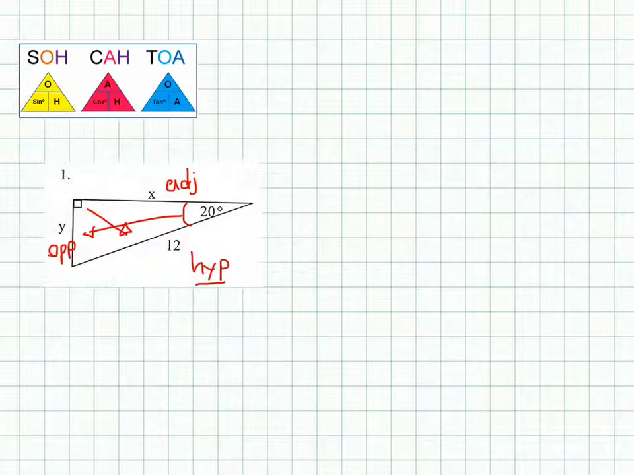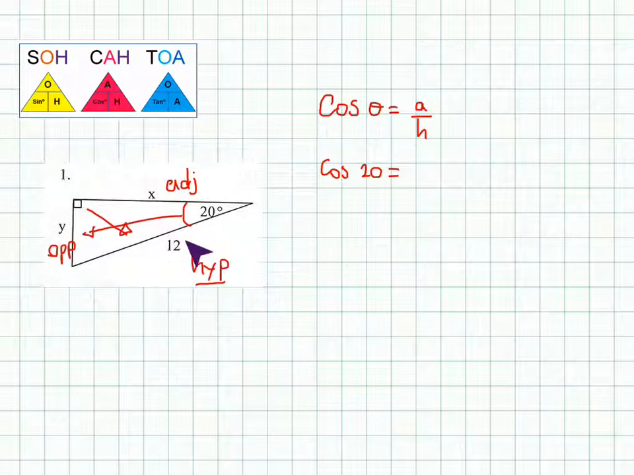And you need to now remember which trig ratio to use. I will tell you that you should be using cos. So cos of the angle is adjacent over hypotenuse. The angle is 20 degrees, so I'm going to say cos of 20 degrees is adjacent, which is here, divided by hypotenuse. Adjacent is x, hypotenuse is 12, so x over 12.